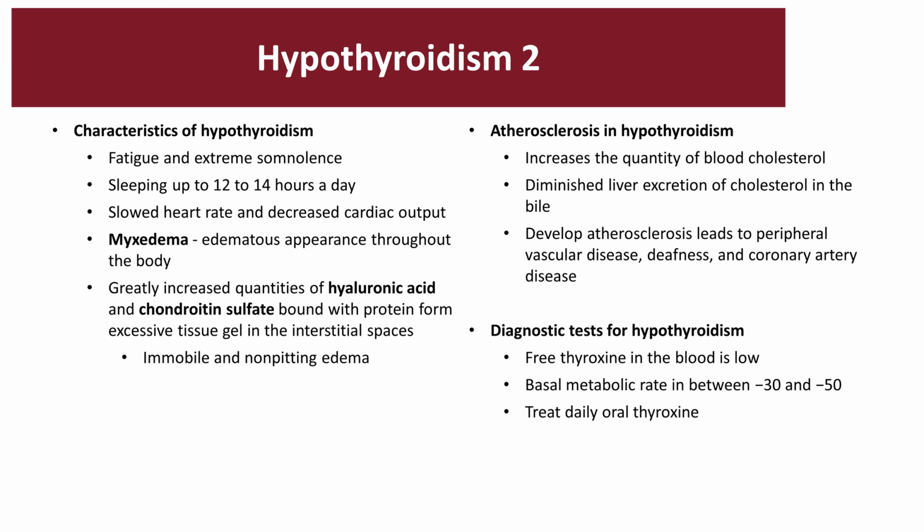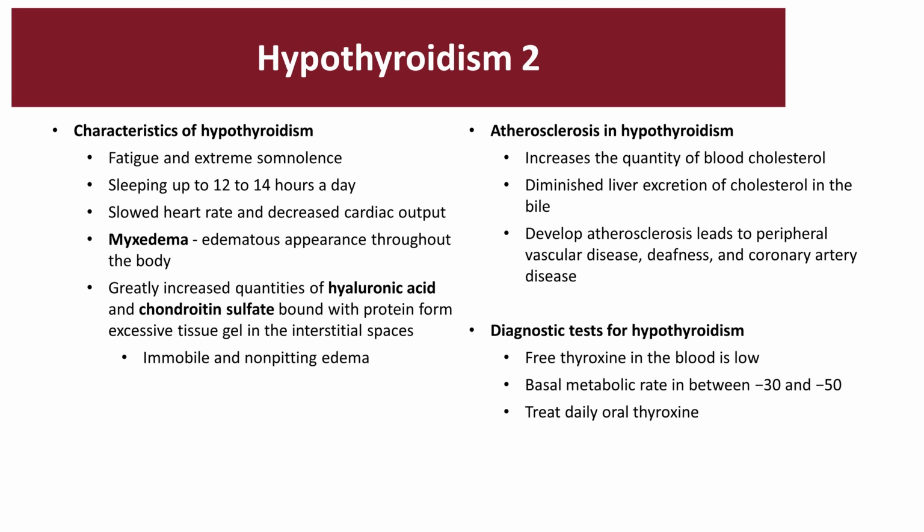Myxedema is an edematous appearance throughout the body, where there's swelling and a puffiness. This is due to the higher increase of hyaluronic acid as well as the chondroitin sulfate, which is a gel protein concoction in joint fluid that causes a swelling inside the interstitial spaces. As a result, this kind of edema is immobile and non-pitting.